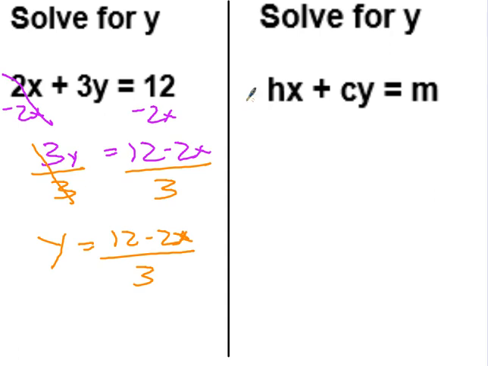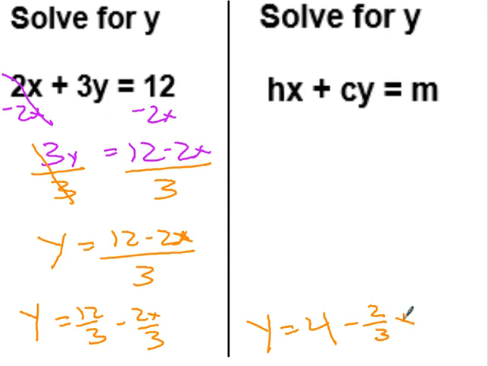Another way I could have done this is that every single piece on the right side is divided by 3. Another way to write this would be 12 over 3 minus 2x over 3. I'm just taking this 3 and dividing each term by 3. Well, 12 over 3 is actually 4. So I could write this as y equals 4 minus 2/3 x, or 2x over 3. Either way, it doesn't matter.